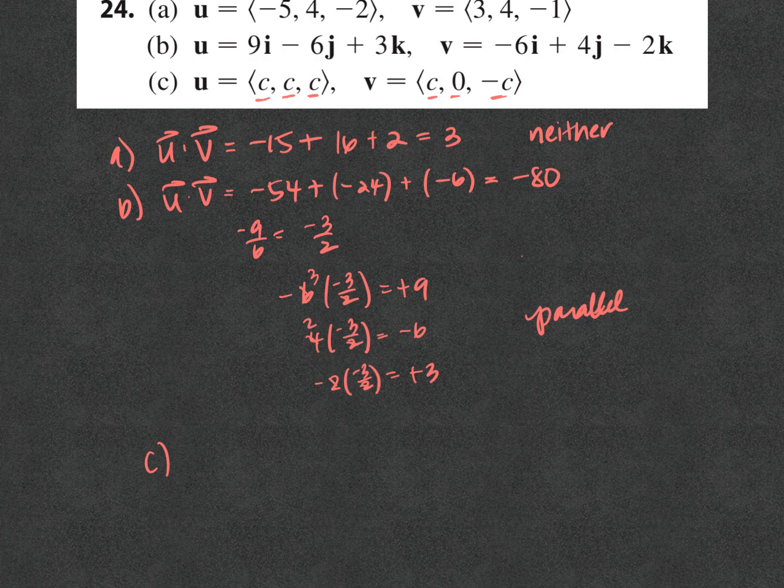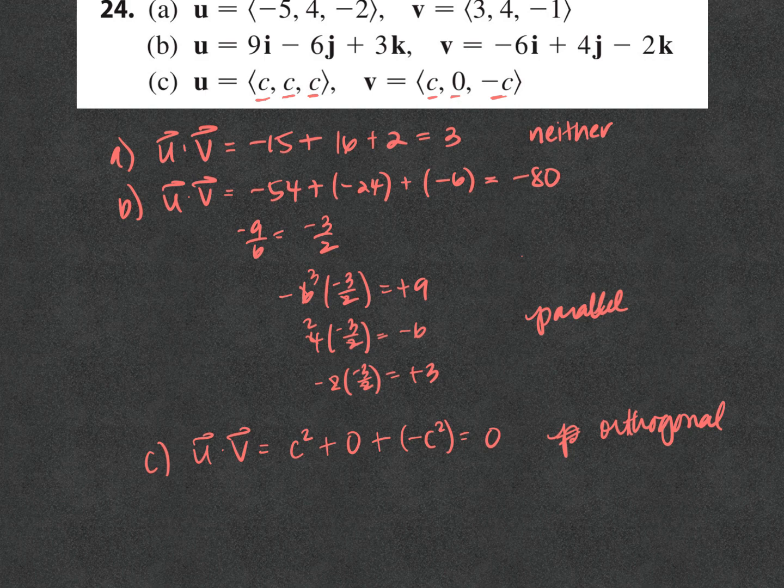So let's check out the dot product. We have U dot V equals C times C is C squared, plus C times 0 is 0, plus C times -C makes -C squared, which equals 0. Therefore, they are perpendicular. Let's not write perpendicular. Let's write orthogonal, like good mathematicians. So A is orthogonal to B. I'm sorry, U is orthogonal to V. And let's continue on.